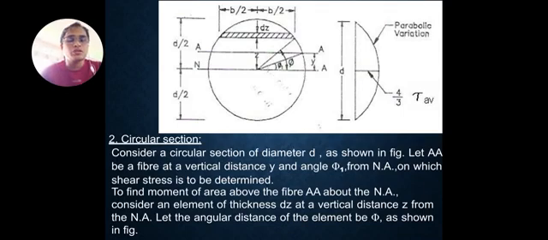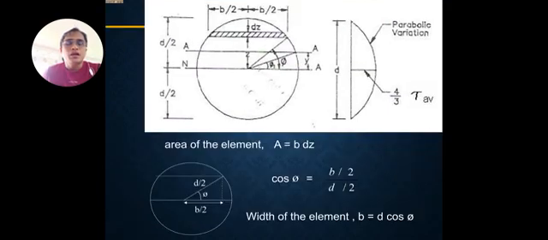For a circular section, consider a circular section of diameter D as shown in the figure. Let AA be a fiber at vertical distance y and an angle theta from the NA in which shear stress is to be determined. To find the moment of the area above the fiber AA about the NA, consider an element of thickness dz at vertical distance z from the NA. Let the angular distance of the element be theta as shown in the figure. The area of the element is A equal to B dz, with the width of the element B equal to D cosine theta.